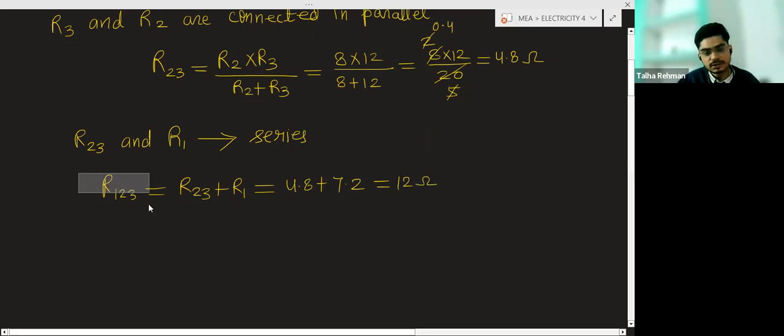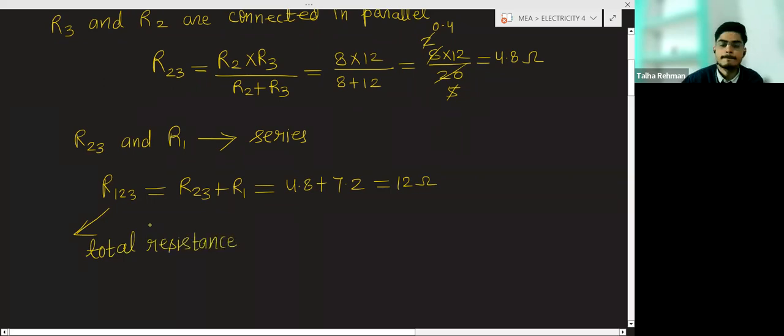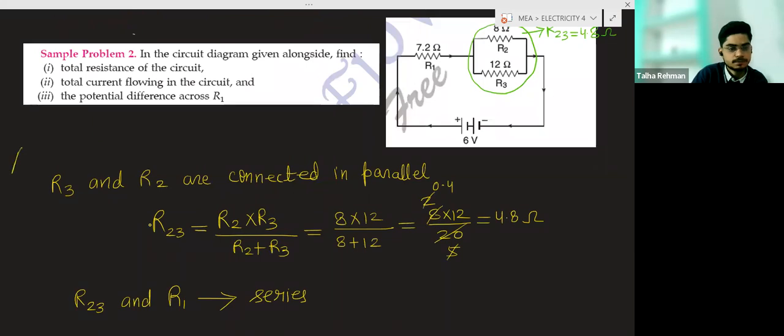So basically, this is the equivalent resistance of the circuit. This is the total resistance of the circuit. Okay, so this is answer number A.